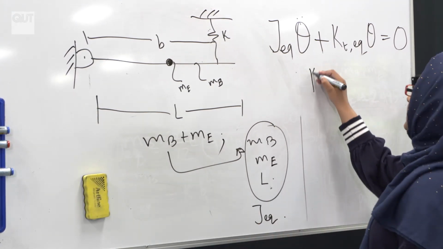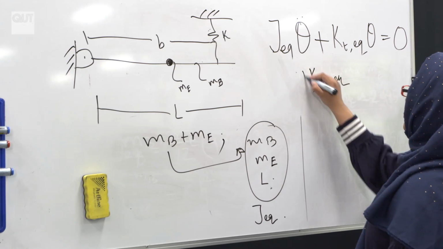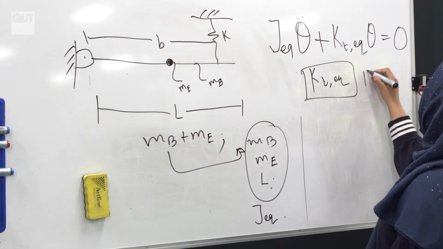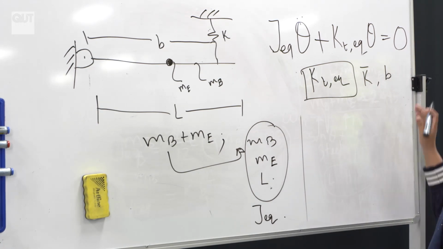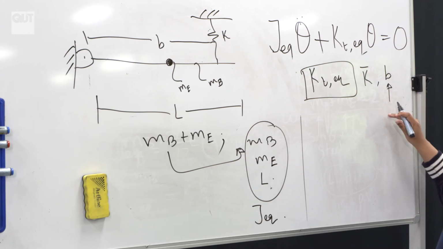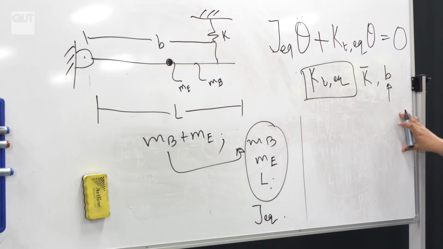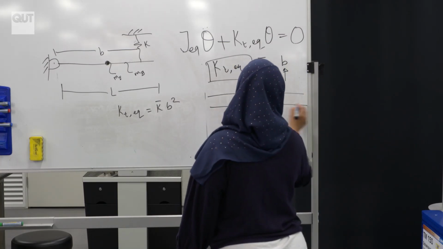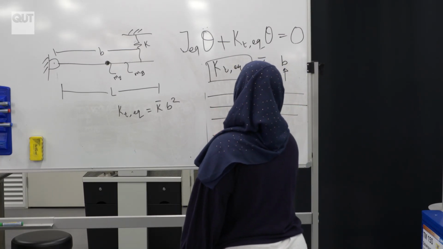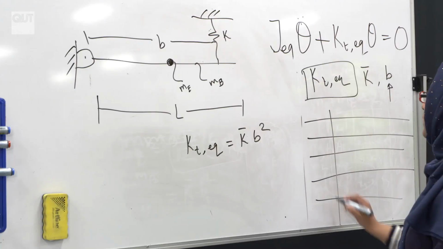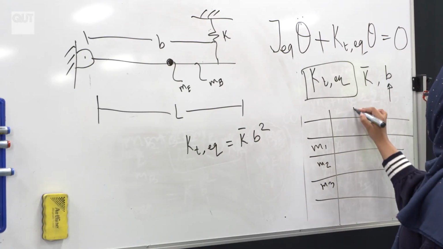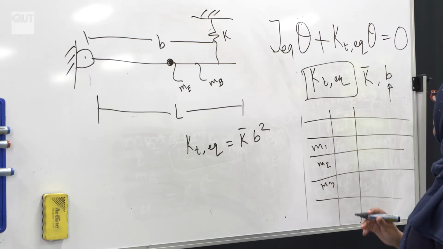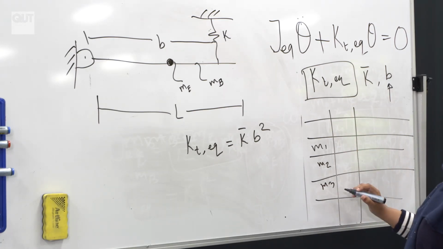Now, for finding K equivalent, we just need to know this average spring stiffness and the distance between the spring and the revolute joint. This value you can find using a ruler. So, to find the average K, which is the spring stiffness, we will give you 3 masses M1, M2, M3, and we need to get the elongation of the spring for 4 cases.